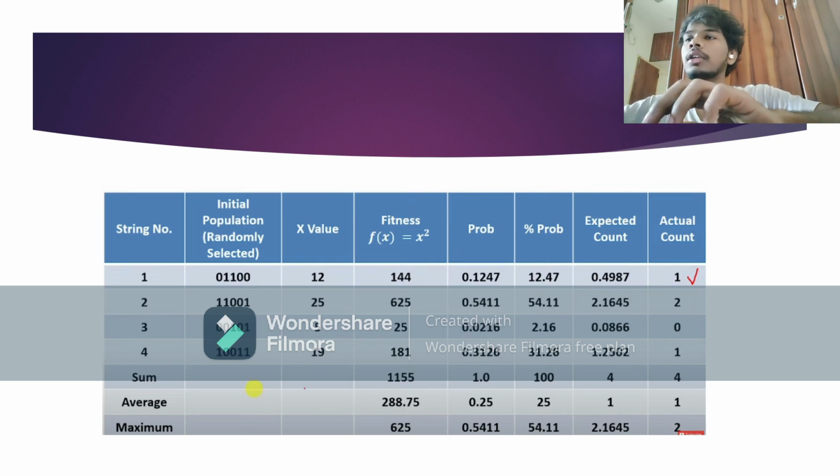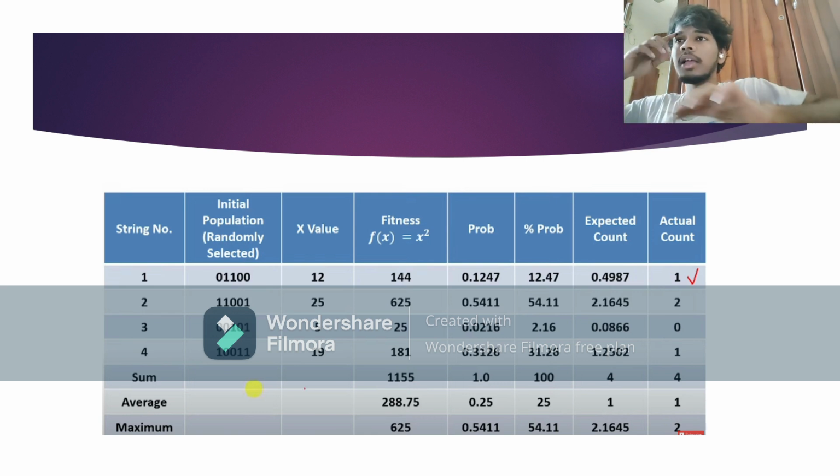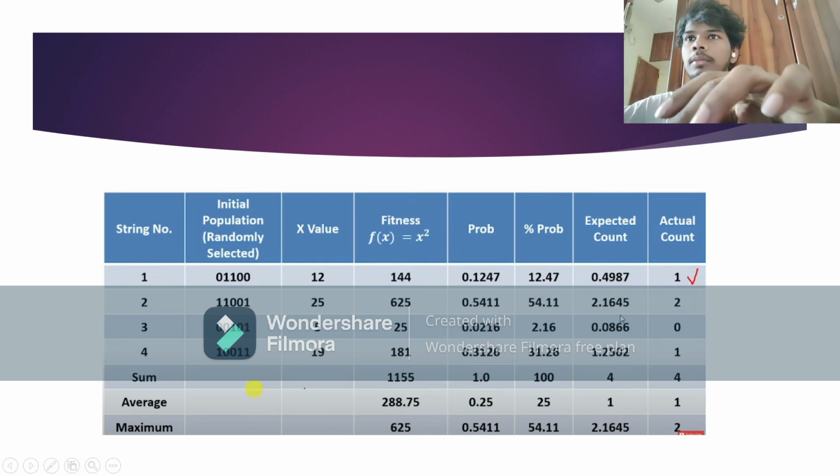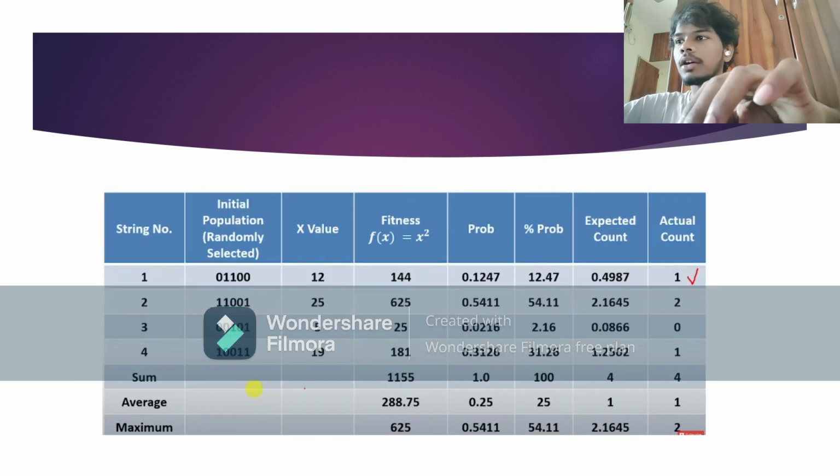So the x value of the initial population is written 12, 25, 5, 19, and for fitness we have to check f of x, which is x square. So for the x values, 12 square is 144, 25 square is 625, 5 square is 25. So for probability we have to use a formula and find the probability. For the percentages we multiply by 100, so 12.57, and we have to find the sum. So the expected count we have to use the formula which we saw before, and we have to find the expected count.